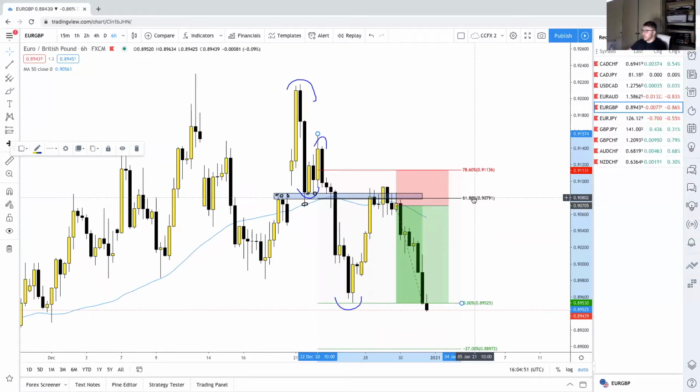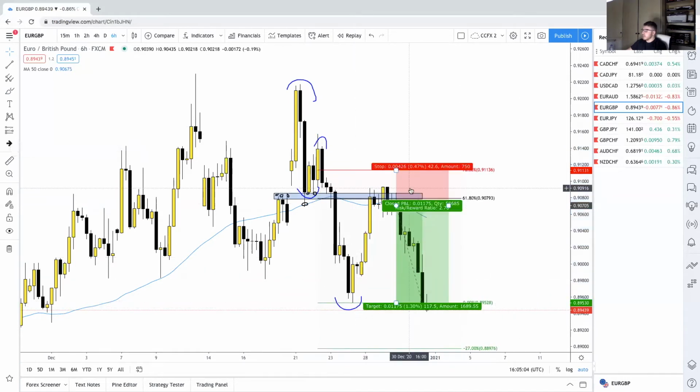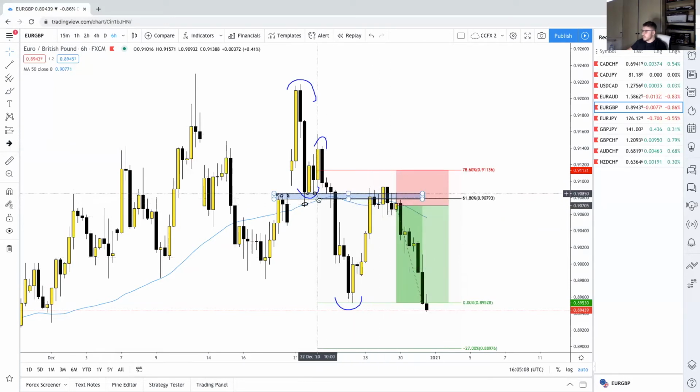So for me, once we came up, I drew a Fibonacci from here down to here. Obviously, I've just extended it a bit, from up there down to here. And then price, as you can see, was rejecting the area. It's also rejecting the moving average as we break down lower. But yeah, price came up to test this area.